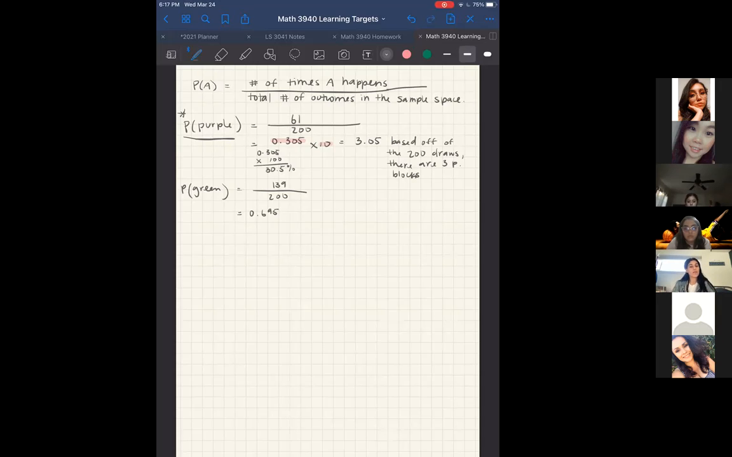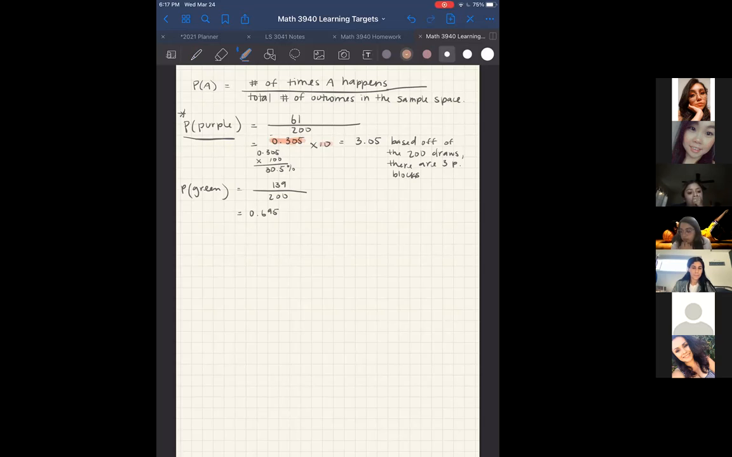But I would think the probability would be 0.305, because 61 is the amount of purple. So the one that's highlighted, hold on, this one is the probability.